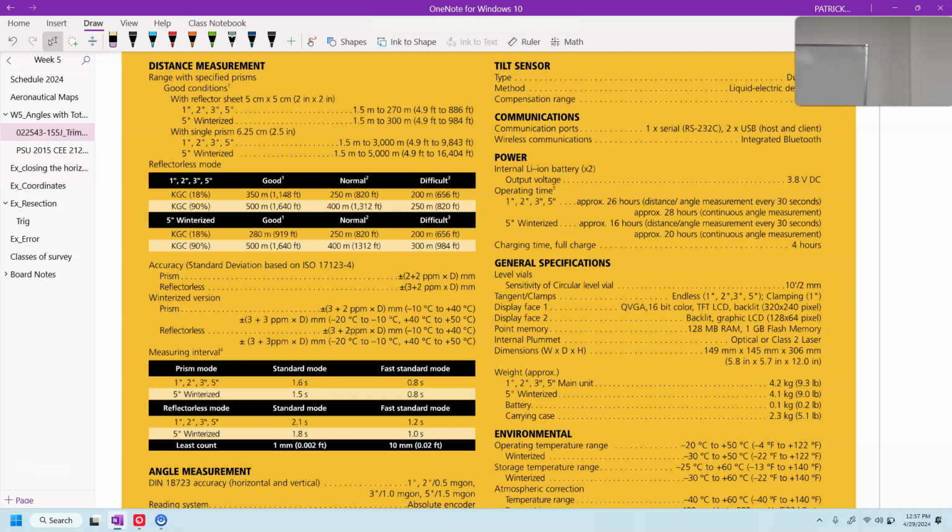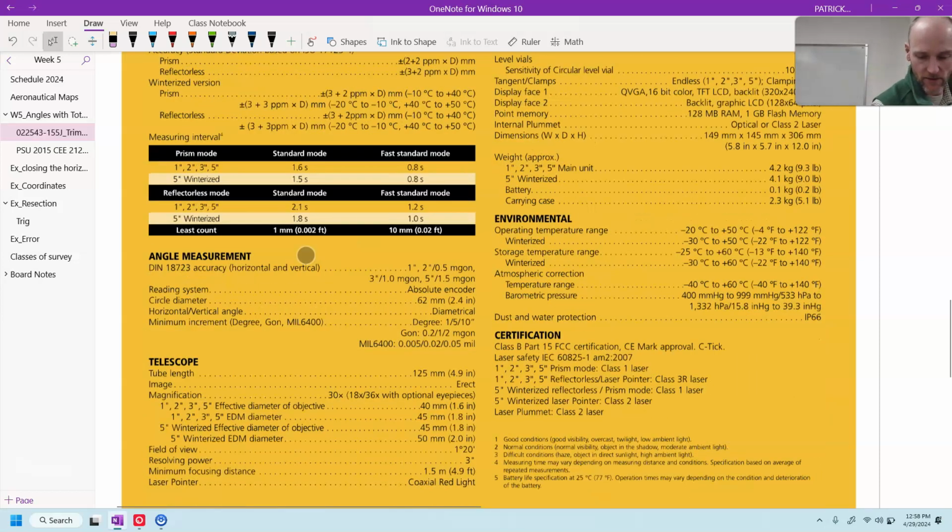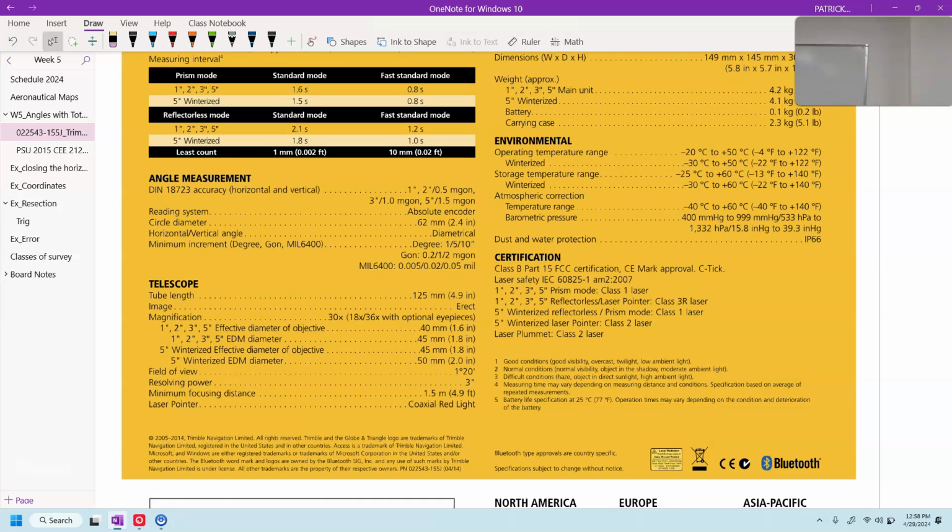And when we were doing that error check last week, it was the square root of the sum of the squares. We had miscentering on the instrument, miscentering on the reflector, instrument constant error, and instrument distance error. For the distance error, it would be 2 millimeters times 10 to the negative 6 times whatever that distance is. That's all distance-related error. For the angles themselves, down here we've got the angle measurements. It has the DIN 18723 accuracy, horizontal and vertical, and we've got our 1 second reading there. That would be the DIN accuracy for this instrument.